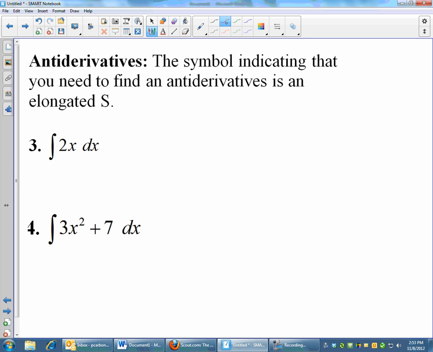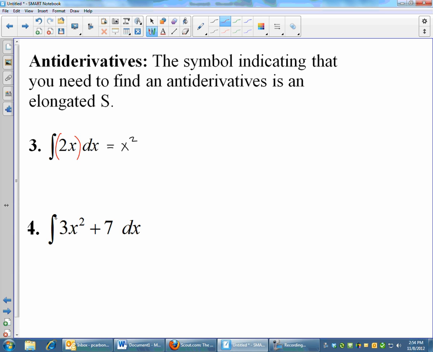So this is saying find the antiderivative of my function 2x. Well, the antiderivative of 2x would be, the derivative of x squared is 2x, right? And the dx basically just tells you where the function ends. So I almost see the integral sign, or the antiderivative sign, as open parentheses, and the dx as an end parentheses, and you find the antiderivative of everything in between.